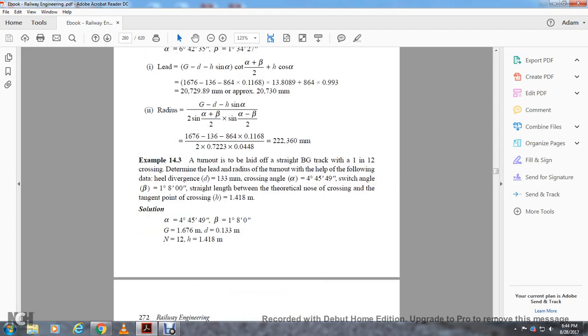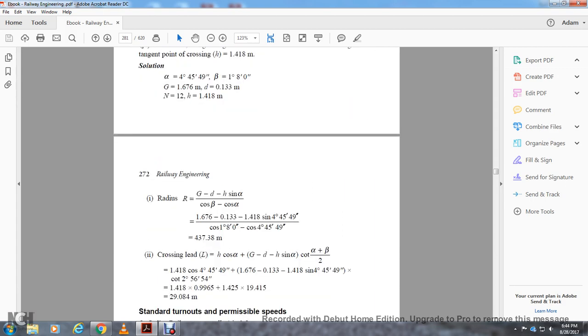A turnout is to be laid with a straight broad gauge within 1 in 12 of the crossing. Determine the lead radius with the help of the following data. Heel divergence D is 130 millimeters. Crossing angle 4 degrees 45 minutes 49 seconds. Switching angle 1 degree 8 minutes. And straight length between theoretical nose of the crossing and the tangent point, crossing H, of 1.4 and 1.8 millimeters.